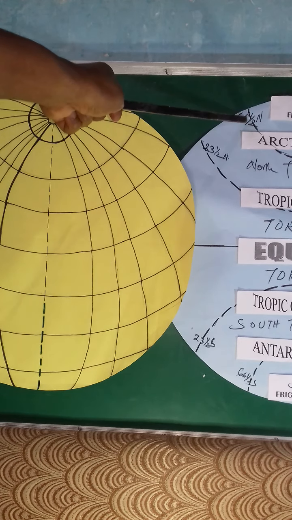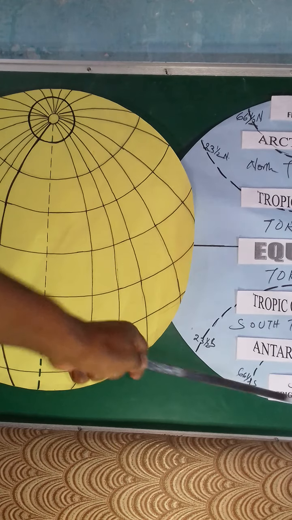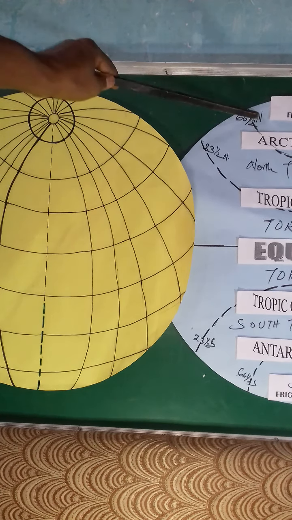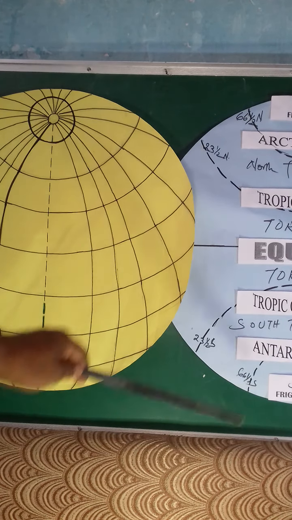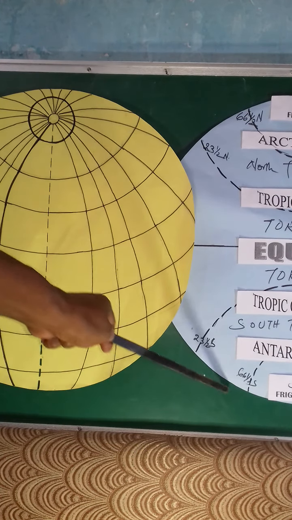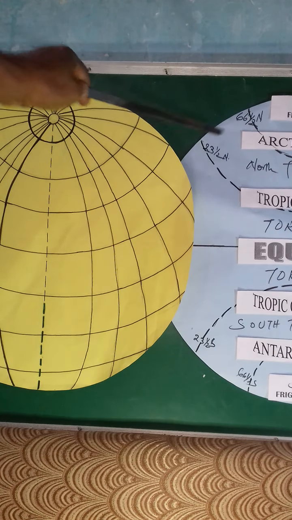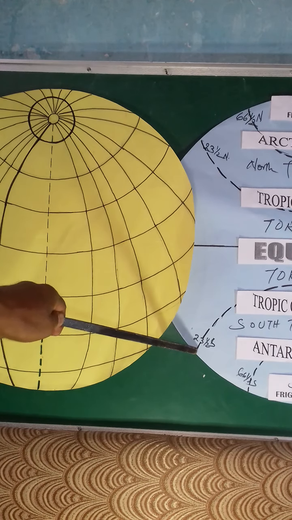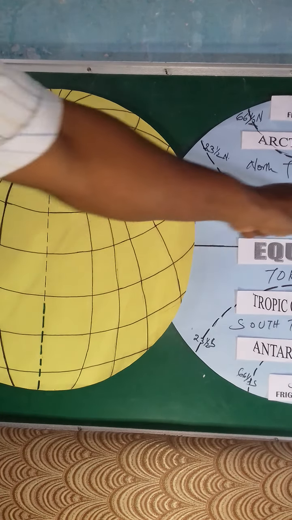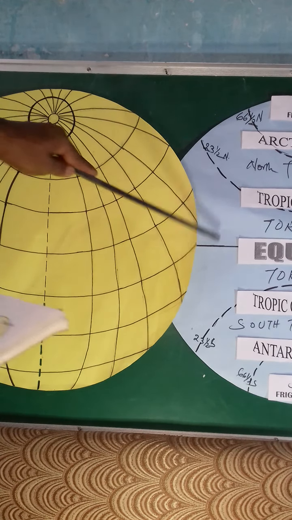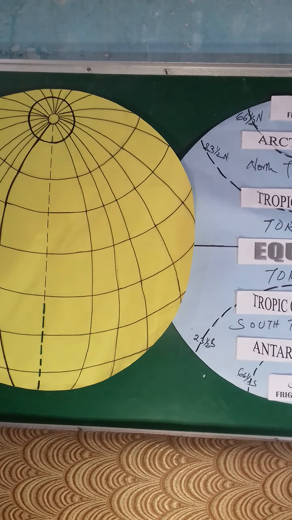This is 66.5 degrees north, and this is 66.5 degrees south. So always remember, Arctic Circle is 66.5 degrees north, Antarctic Circle is 66.5 degrees south. Tropic of Cancer is 23.5 degrees north, Tropic of Capricorn is 23.5 degrees south, and equator is 0 degrees. Keep it in mind. And all these are parallel to each other. Now this is called the parallels of north, and these are the parallels of south.